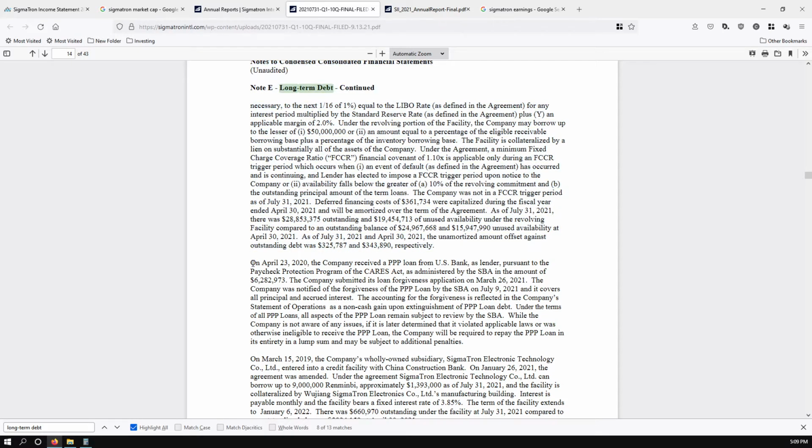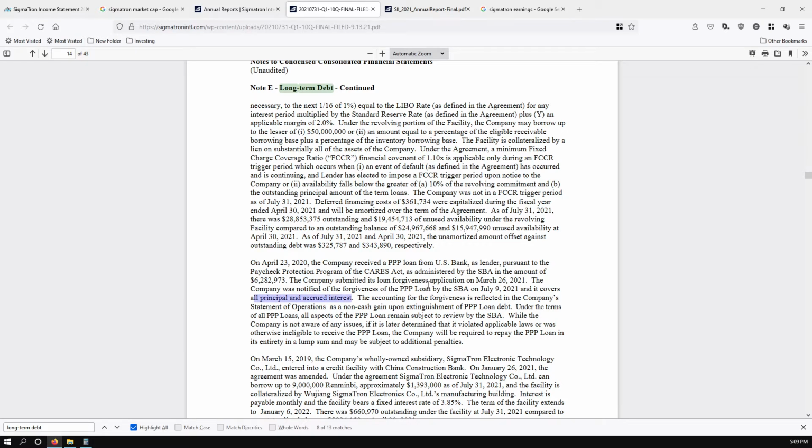So here it looks like it's getting into April 23rd, 2020. The company received a payment protection program loan. Let's see here. It was a loan forgiveness application. They filed in March 2021, and it was awarded July 9th, 2021. And it covers all principal and accrued interest.